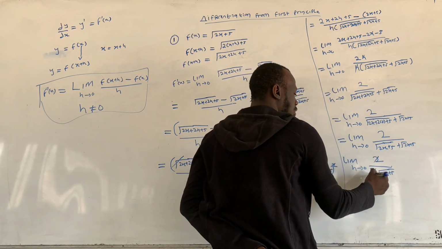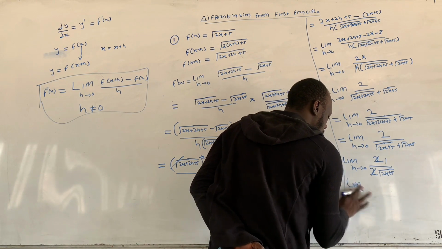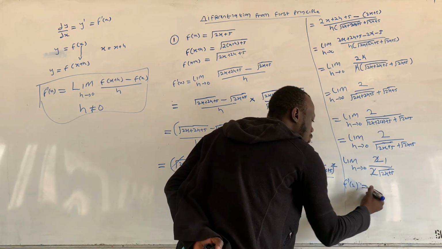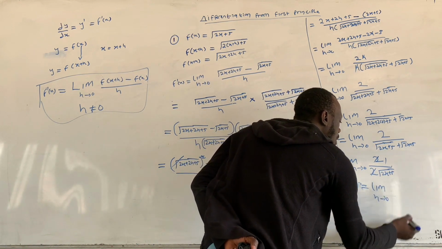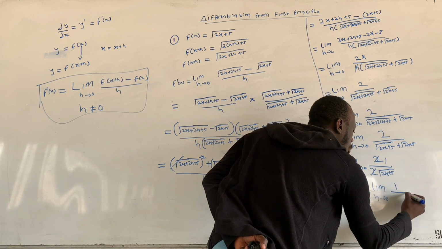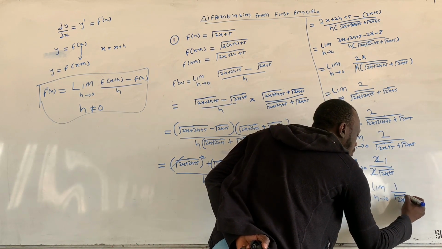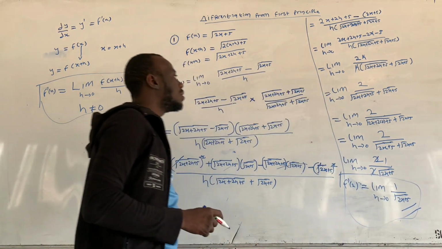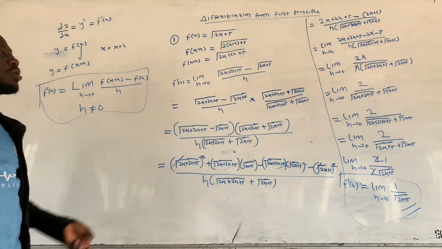And this 2 can cancel out this 2, remaining 1 here, and this leaves us with f prime of x equals 1 all over root 2x plus 5. This is our final answer. This is how we use first principle to solve this kind of problems.